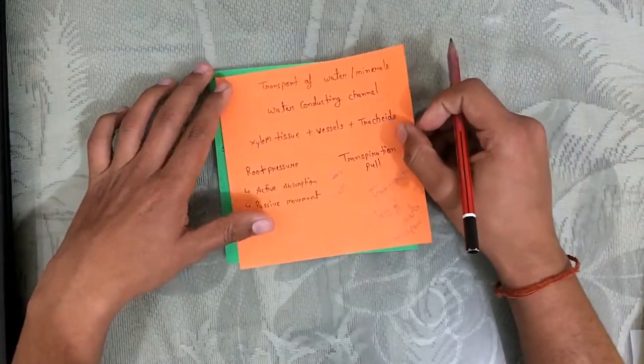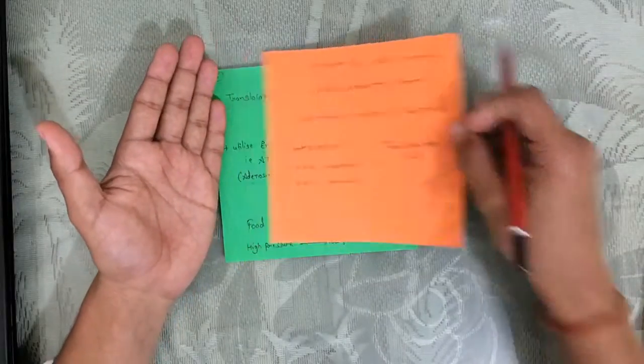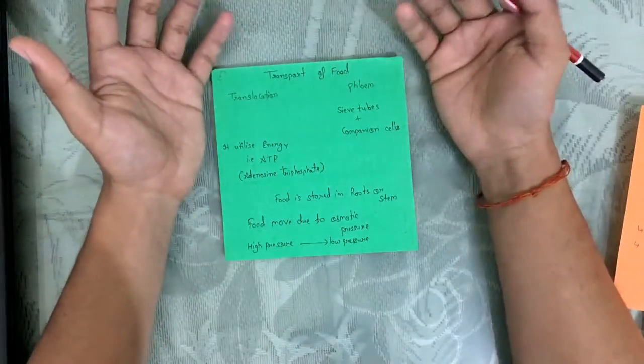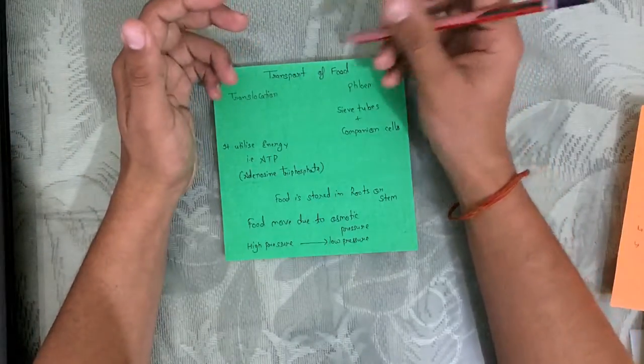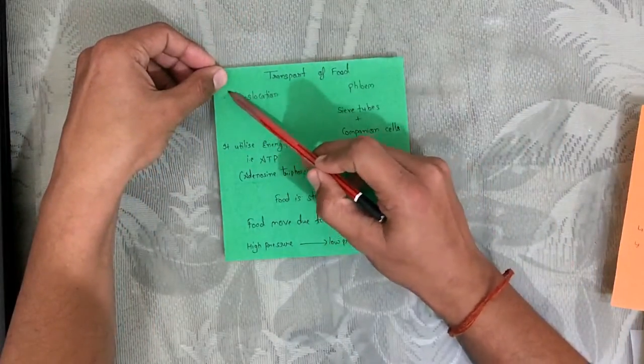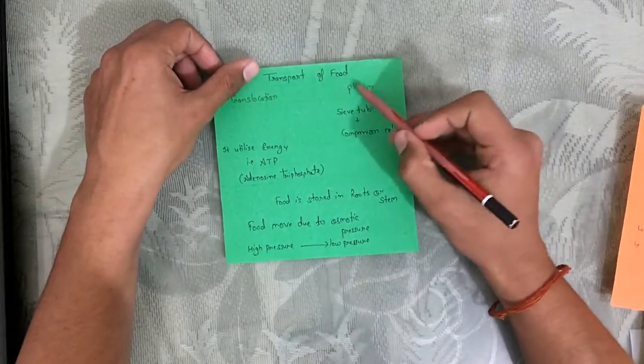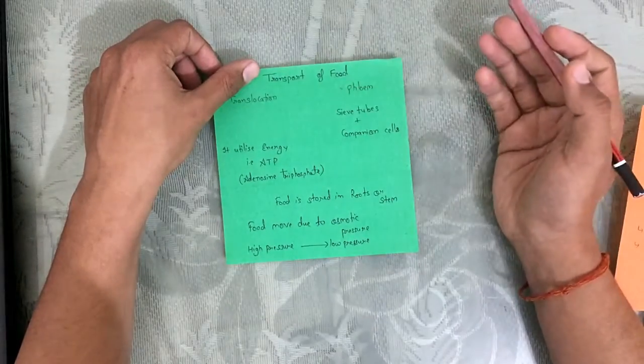Okay, so we have already covered the transport of water. Now what we have is transport of food. How the transport of food actually takes place in plants. I told you the transport of food is called translocation. So they have phloem for serving that purpose. They have phloem for the transport of food.